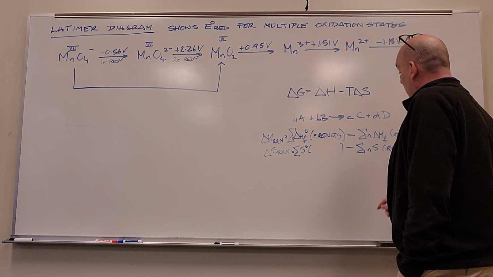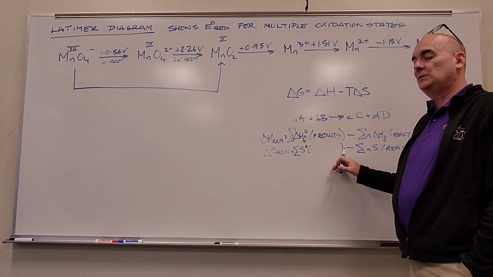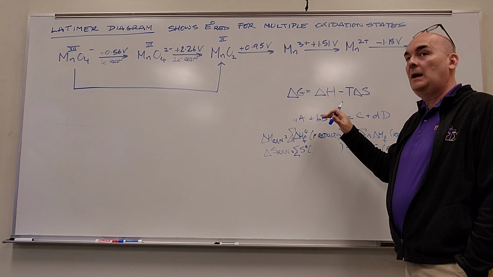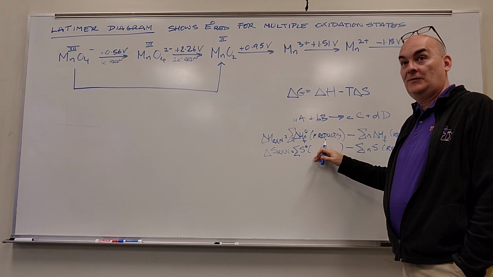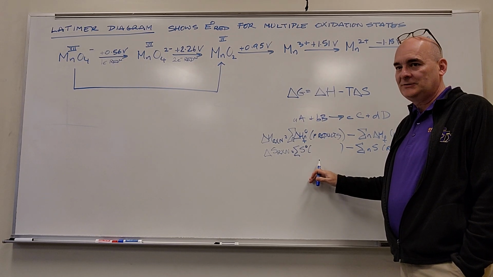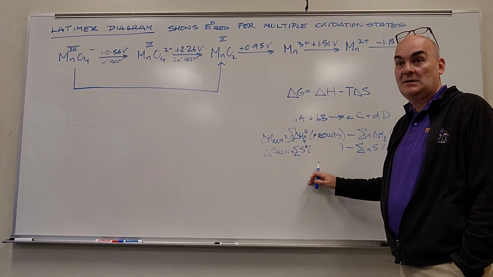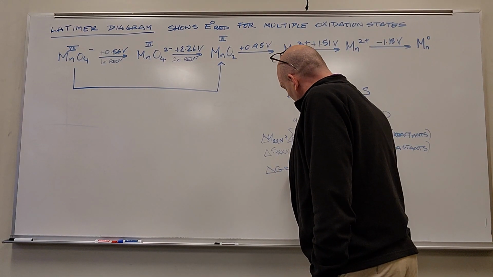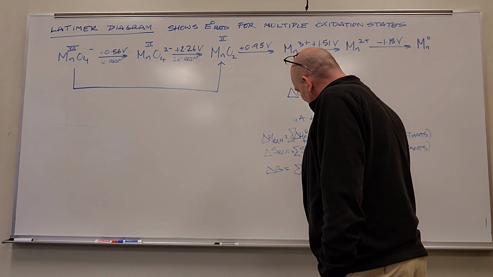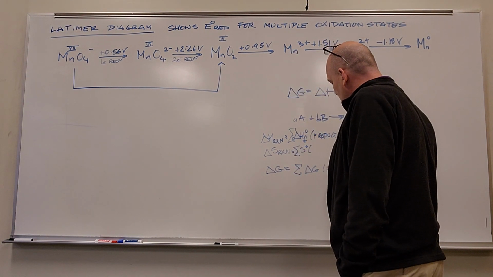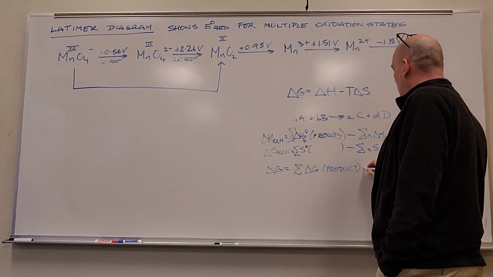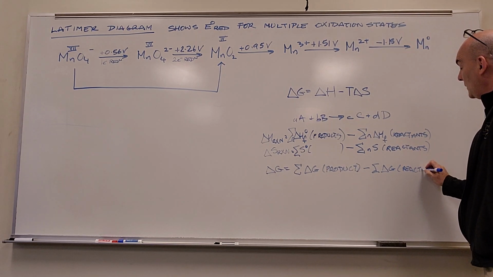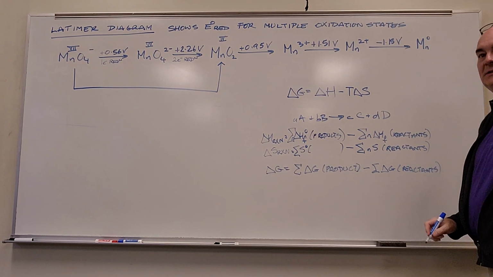When we looked in our general chemistry textbook, this was in Appendix D. There was a column for delta H, a column for S, and a column for delta G. The delta G's were additive, and the delta G is the sum of all of the delta G's of the products minus the sum of all of the delta G's of the reactants. So this tells us that delta G's are additive.